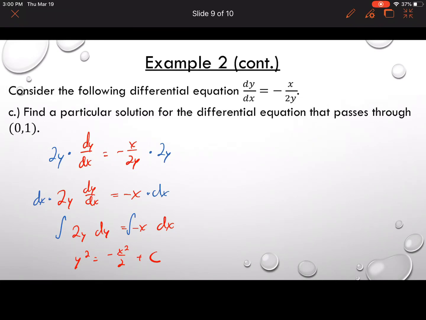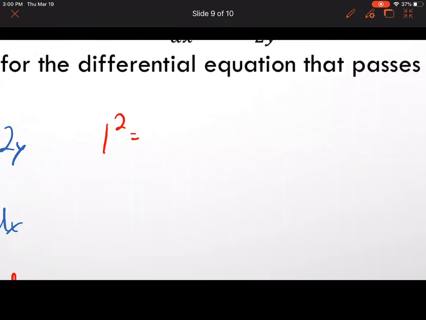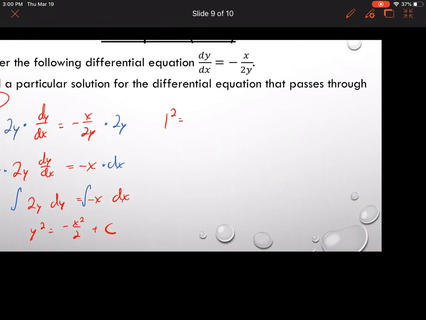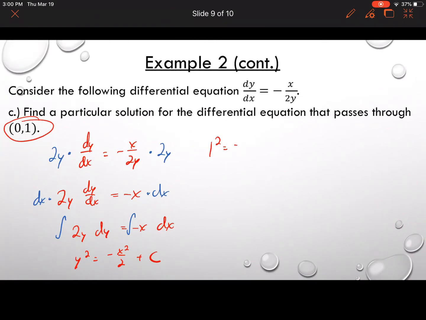Now, we're going to find this plus c by using that point. So we're told the point (0, 1). Remember, which just means x is equal to 0, y is equal to 1. So when y is equal to 1, so 1 squared, x is equal to 0, so negative 0 squared over 2 plus c. So I just plug that in. So 1 is equal to 0 plus c, so c is equal to 1.